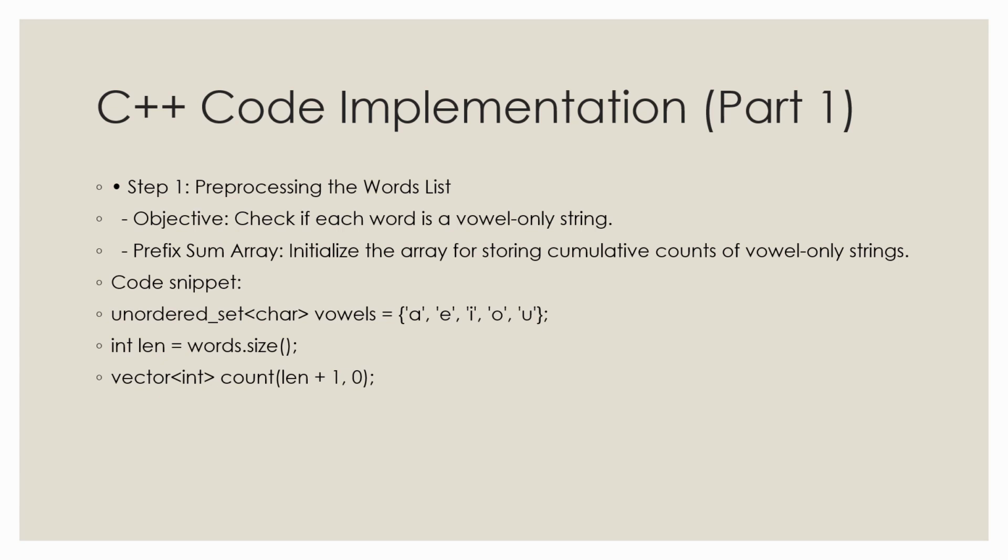Let's look at the C++ code implementation. First step is pre-processing the words list. We check each word to see if it contains only vowels. If it does, we update the prefix sum array to reflect the number of vowel-only strings encountered so far. Here we initialize the prefix sum array and an unordered set to store the vowels.